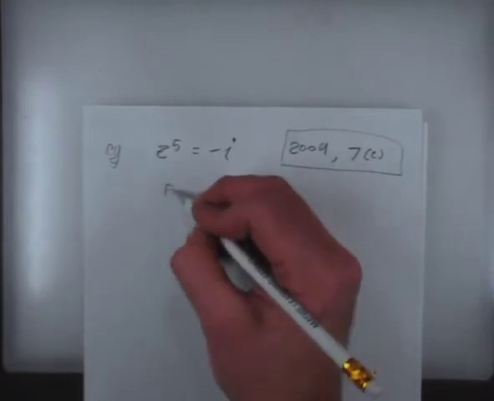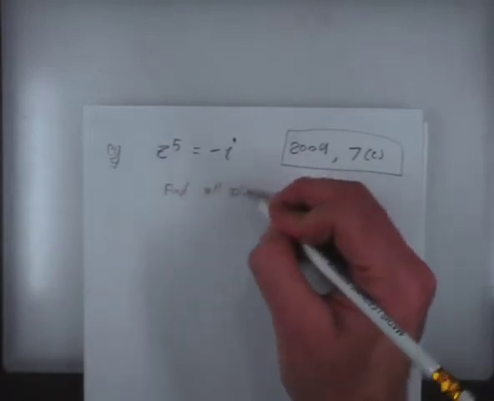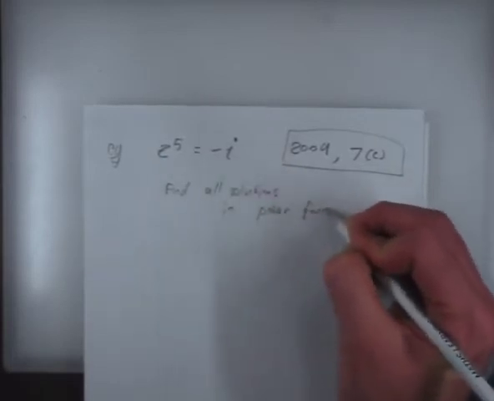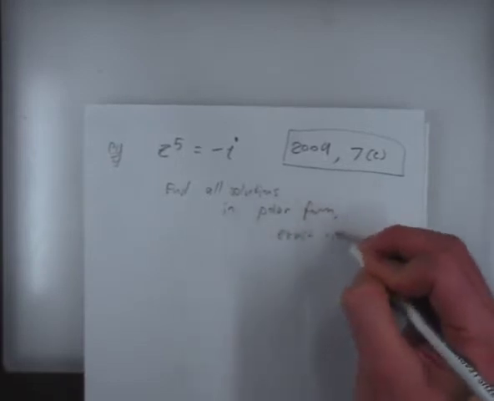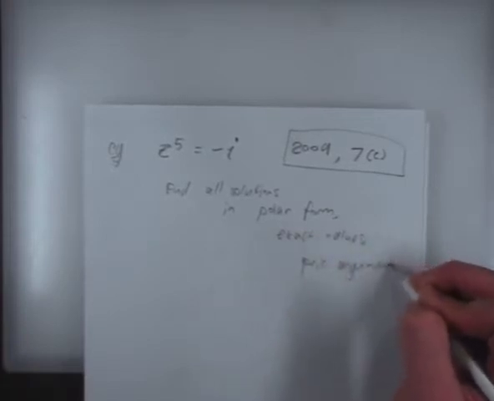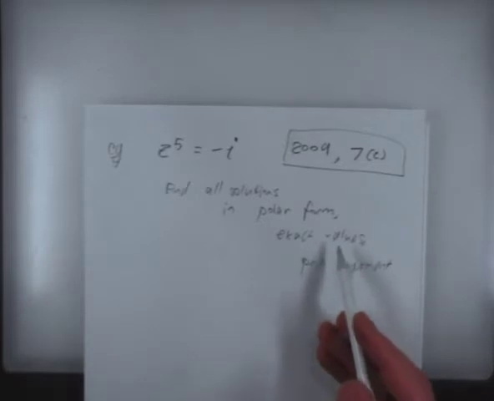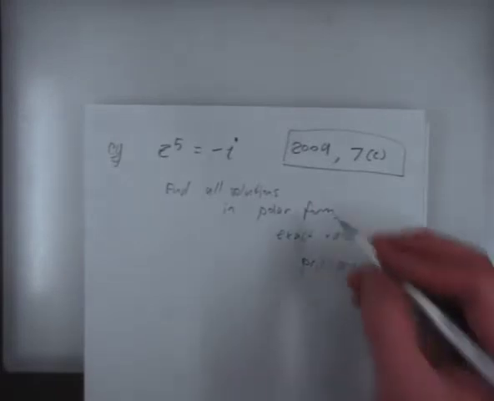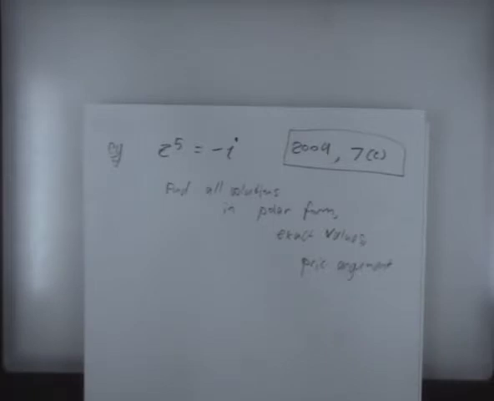And we want to find all solutions in polar form, with exact values, using principal argument. The exact values are going to be easier in polar form anyway. So don't do decimals if there's a root, and don't figure out what pi is. Just leave it as a pi. That's what that means. Principal argument means I'm going to use the smallest sized angle that I can for all of those points. And in polar form, it's going to be something cis something.